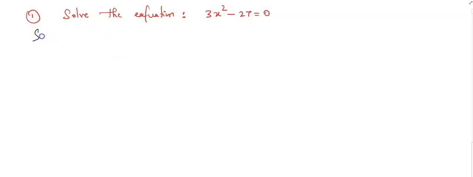Now the question can be asked for you like this. Let me take the first question. Solve the equation 3x square minus 27 is equals to 0. How will you solve this? Solution. As you can see, first you take the x component in the LHS side.